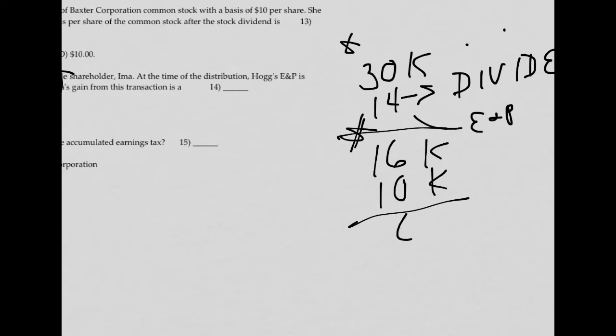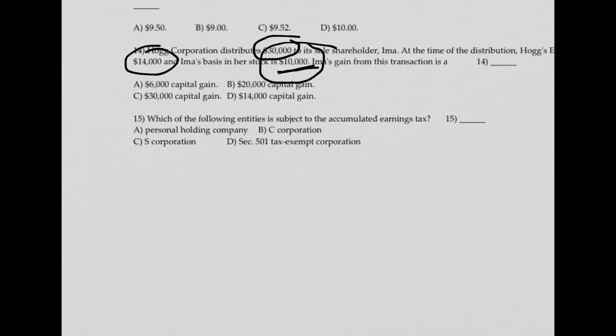Bingo. Since it's more than the basis, it's like selling the stock, although you didn't give up the stock. It's like getting a return of capital of your basis of 10 and leaving 6 left over, which becomes capital gain. Because you got 6 more than your basis, answer A, capital gain.